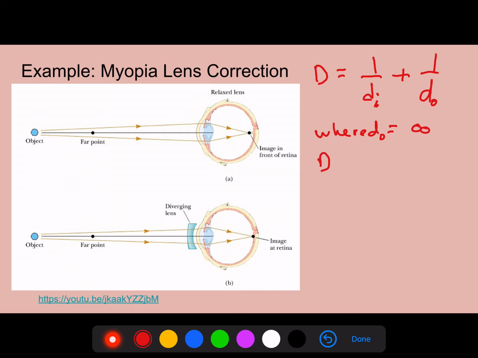So actually this equation simplifies quite a lot because we are going to put 1 over infinity here, which is just going to turn into 0. So my diopter should be 1 over the distance to the image. What do we mean by the distance to the image? This is how close do I need to put the object in order to be able to see it without my corrective lens.